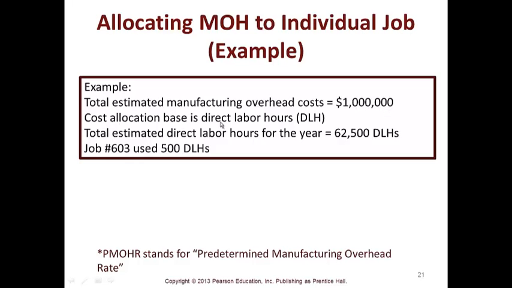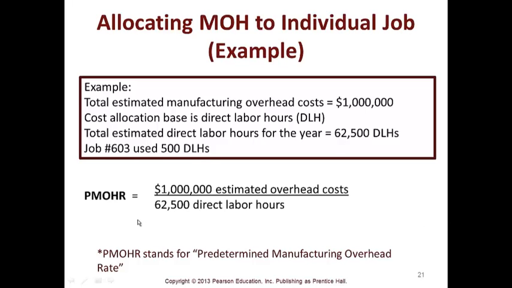You have your cost allocation base, which is your direct labor hours, and then your total estimated direct labor hours for the year are 62,500, and this is the job. It says it used 500 direct labor hours. Okay, so there's your data. So to calculate it, you take your $1 million and divide it by your 62,500 direct labor hours, because that's your base, and you get $16 per direct labor hour.